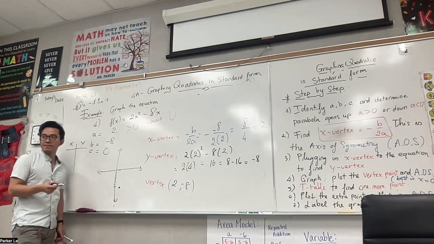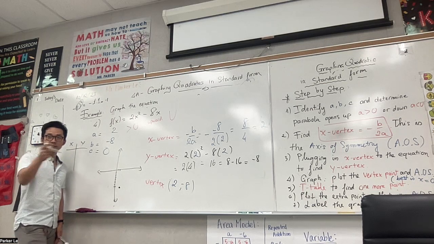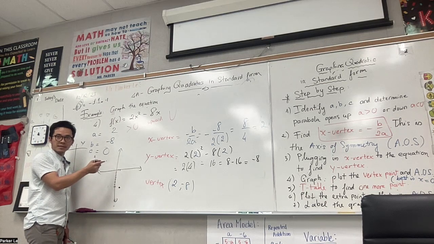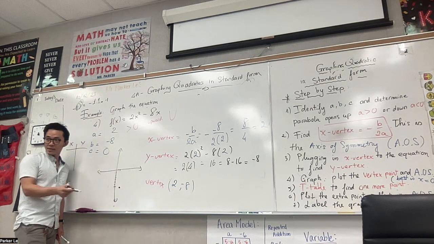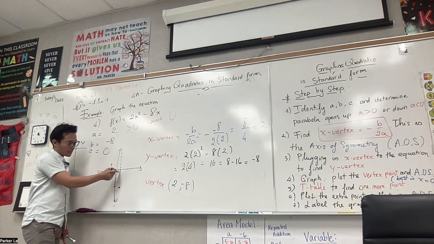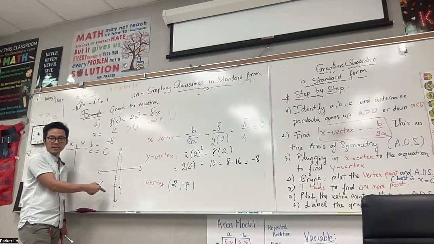Where's my axis of symmetry? Oh, 0. Not 0. Come on. Where's the axis of symmetry? This is the line. Matthew. Yeah, that's the point. That's the point past the vertex. Okay.